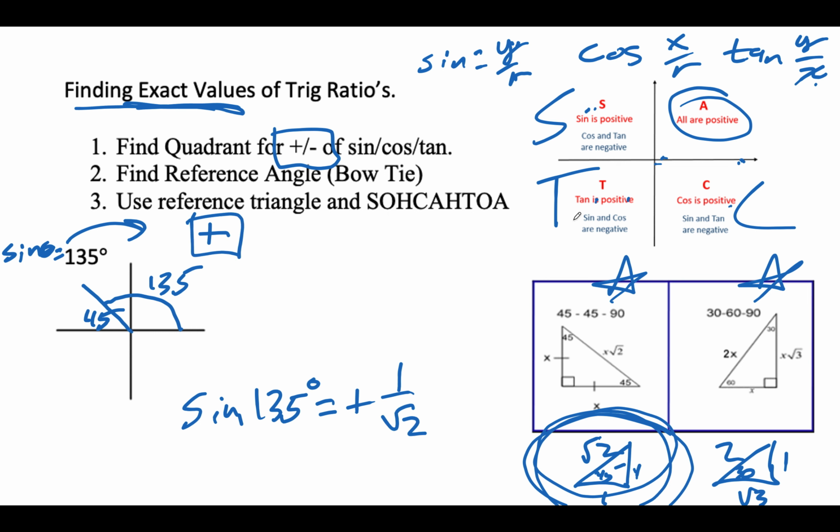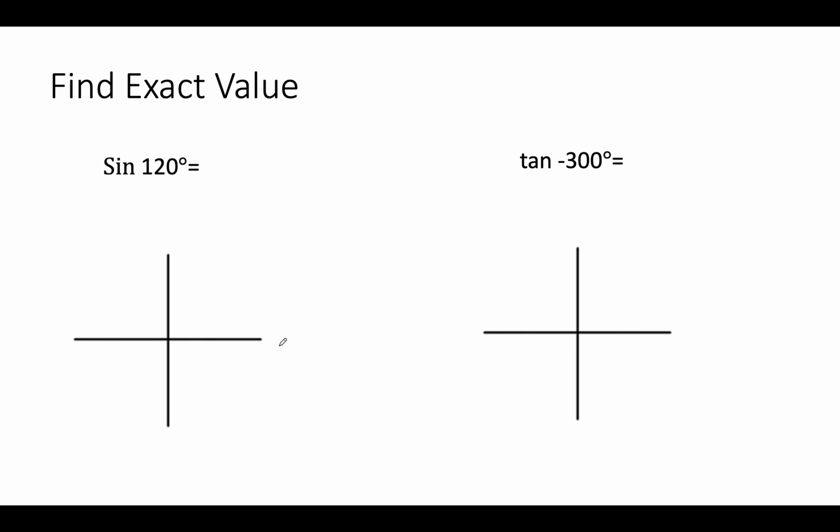I just want to make sure that you understand what we're doing there. And then we should know that that's actually square root 2 over 2. My exact value for the sine of 135 is square root 2 over 2. Your calculator will not tell you the exact value. It will tell you the decimal equivalent.